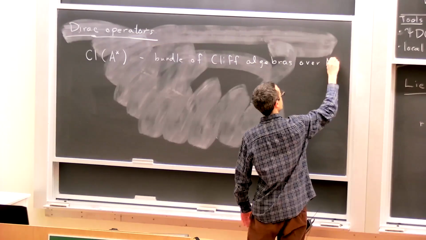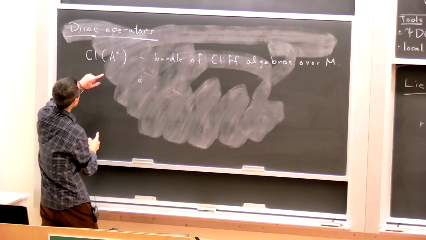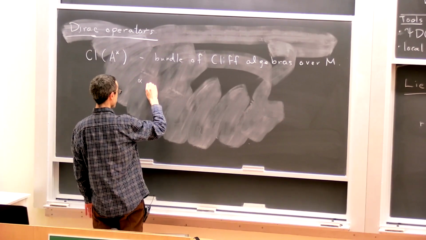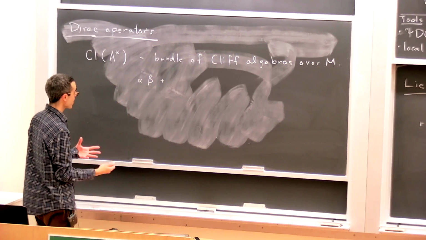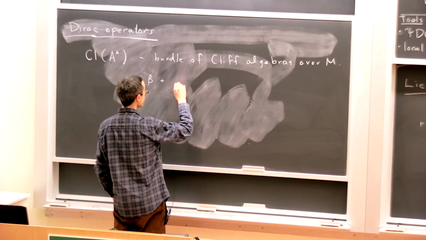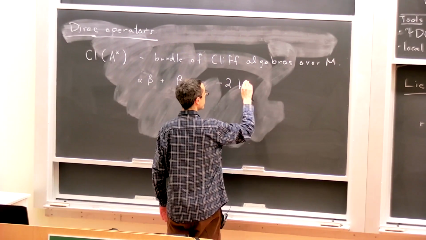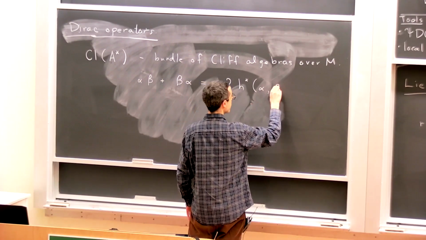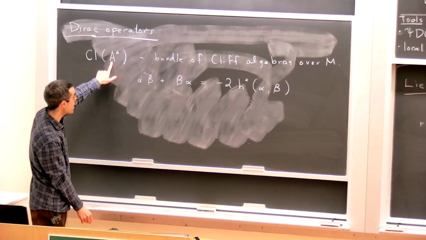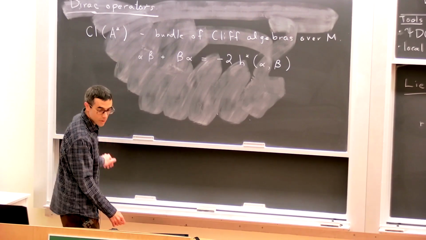This is a bundle of Clifford algebras over N. Just to remind you how this works, if you have two elements of A star in the fiber over some point, say alpha and beta, the Clifford algebra is generated by the fiber of A star, and you impose the relation that looks like this. I'll write H star for the induced dual metric on A star, and you take the algebra generated by A star subject to this relation.